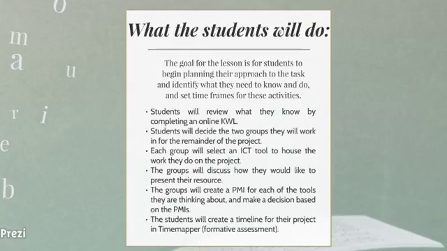Students will decide on the two groups that they're going to work in for the remainder of the project, which means 3 students per group. Each group will be asked to select an ICT tool that will house the work they do on the project. So this isn't the tool they're going to use to create the project necessarily, but it will be their workstation, known as their project house.